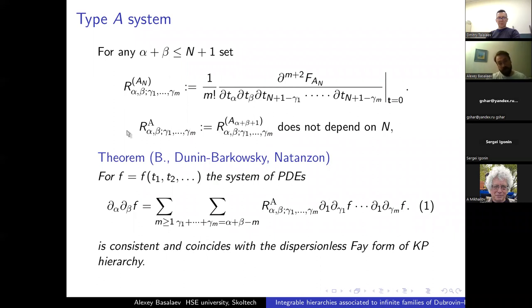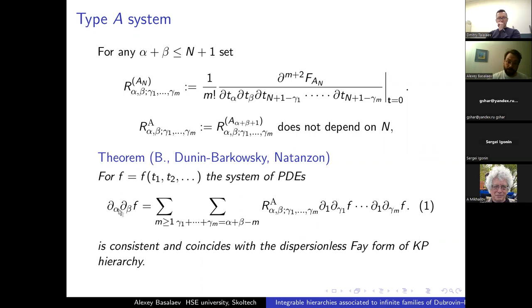By our stabilization result, it follows that if you consider these numbers, then they do not depend now on n. So you indeed extract, I have here n, but it really doesn't depend on n due to our stabilization statement. And then you construct a system of PDEs that will depend on these coefficients R. So this is on a function f that depends on an infinite number of times from t1 to infinity.